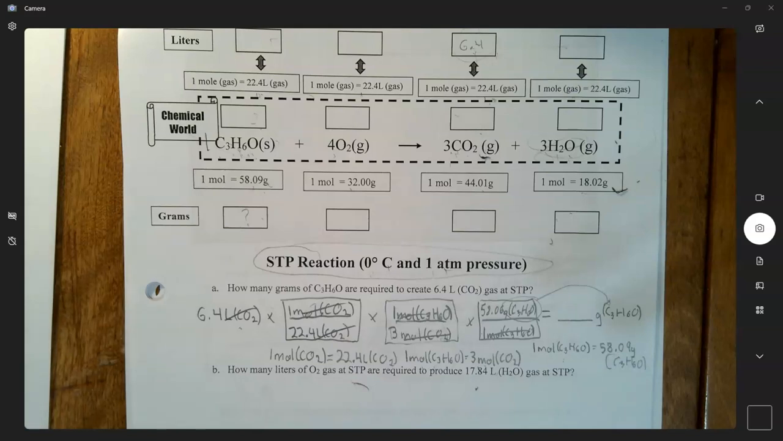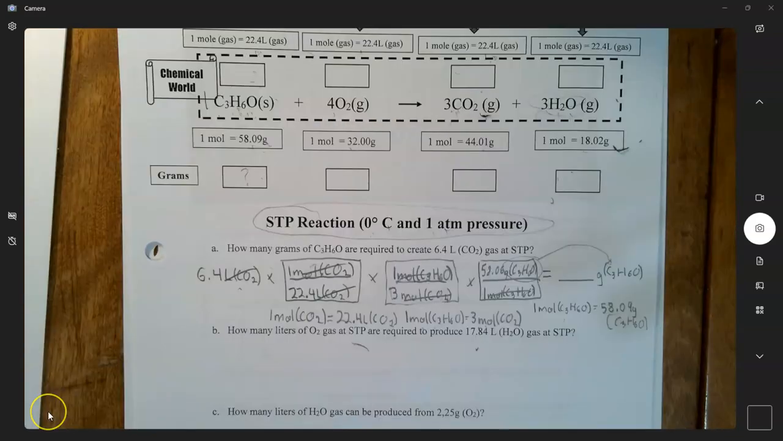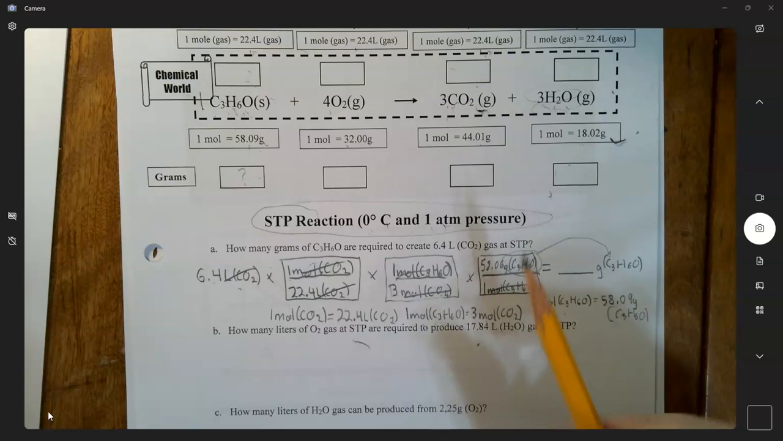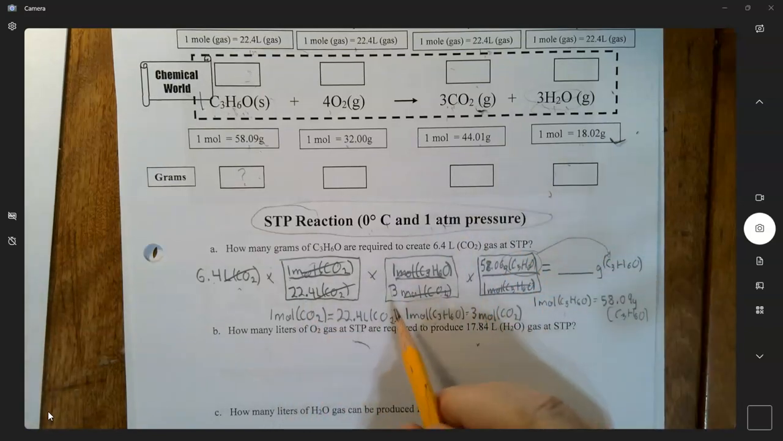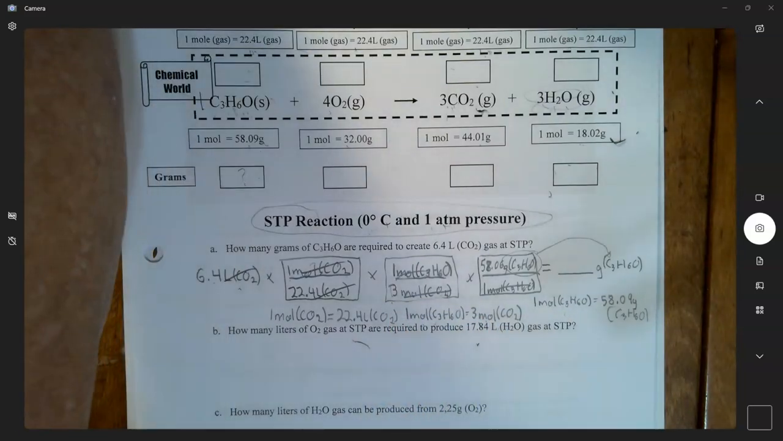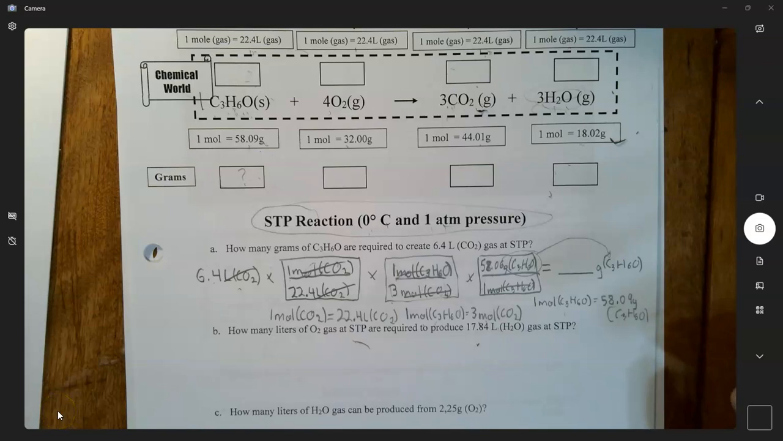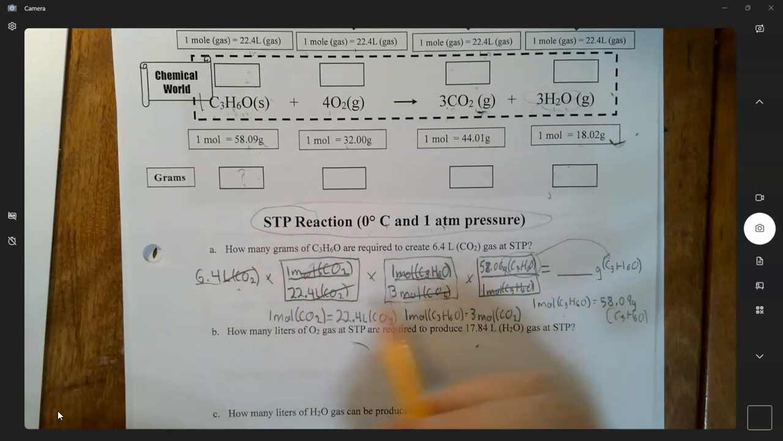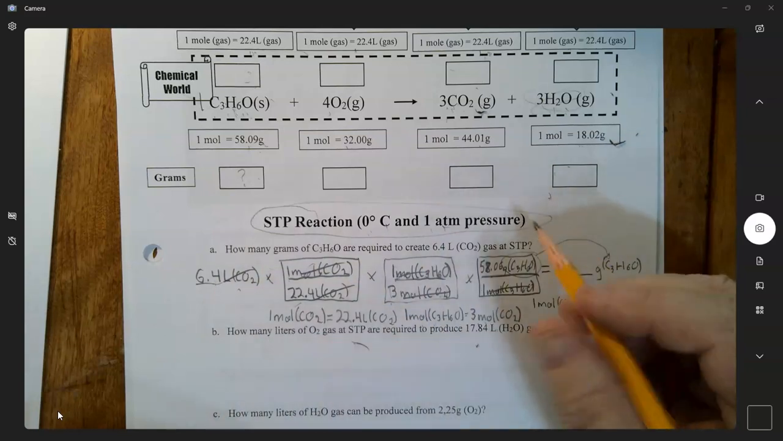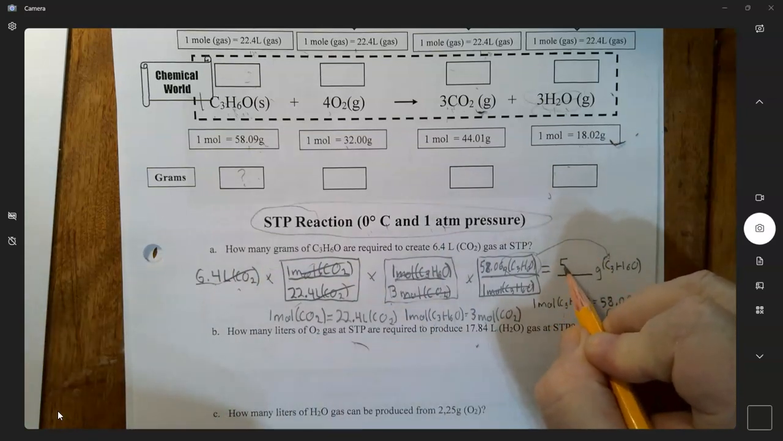You multiply everything on the top. Okay, multiply everything on the box top. So 6.4 times 1 times 1 times 58.06 divided by 22.4 divided by 3 divided by 1. So we'll go ahead and do that. Okay, and I get 5.529. If I'm doing significant figures, I only have 2 right here. I have 3 here and 4 here, but only 2 right there, so it would be 5.5.